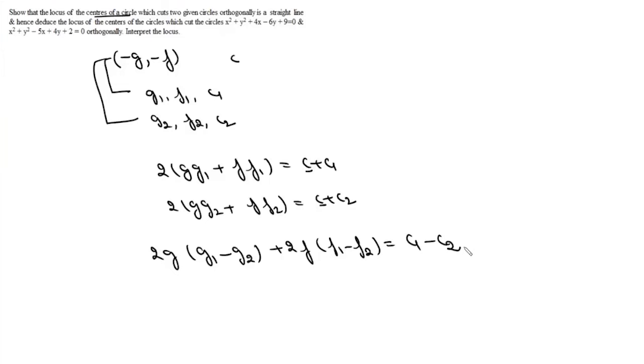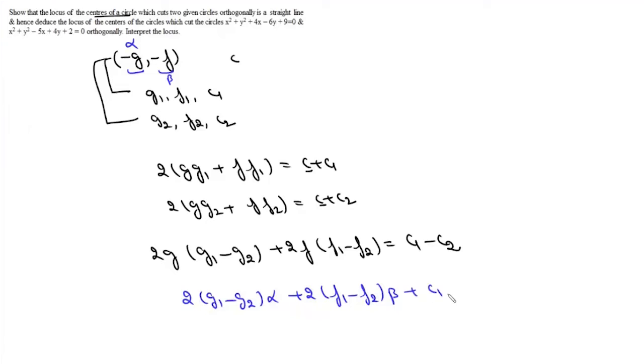Now we have to find this locus. Now if it is a locus problem, we write minus G as alpha and minus F as beta. So we'll get 2(G1 minus G2) alpha plus 2(F1 minus F2) beta, and here we'll get this as minus (C1 minus C2).